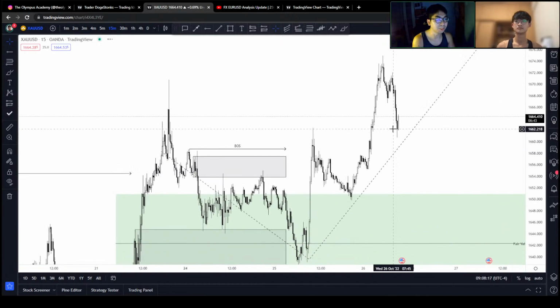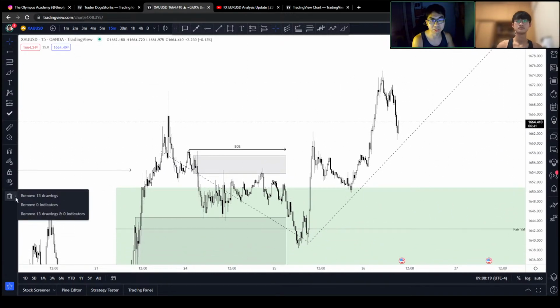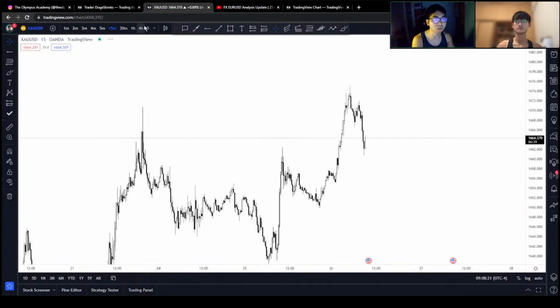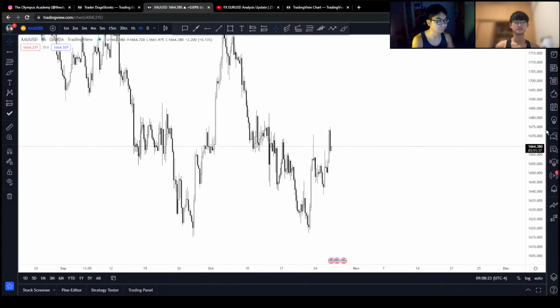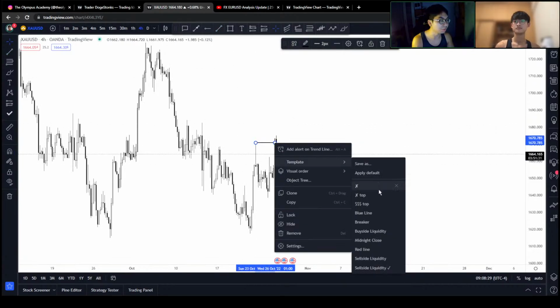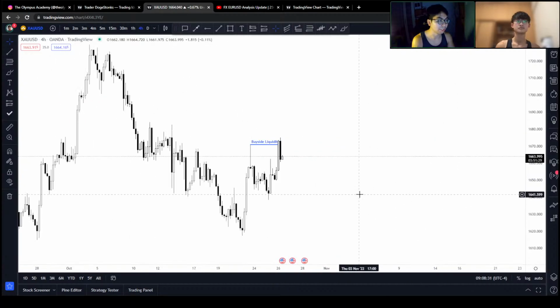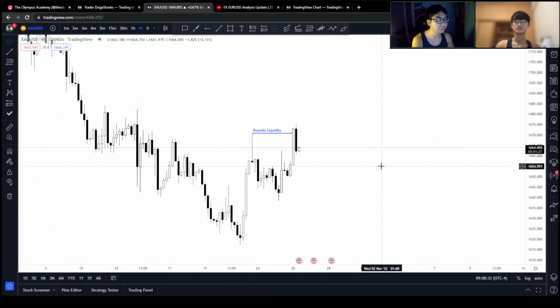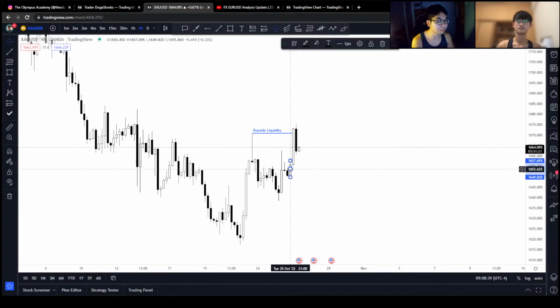So I will probably clear my entire chart. We can see what's going on. On the 4 hours, recently price has cleared the recent liquidity area, and then price retraced downwards. So we can possibly look for a retracement buy entry at this area.